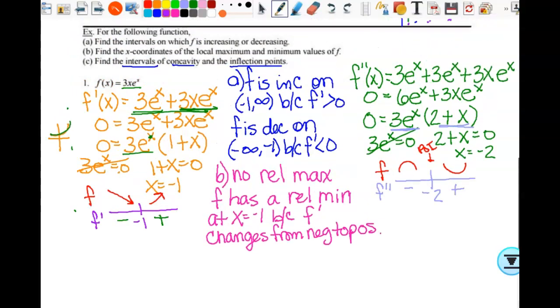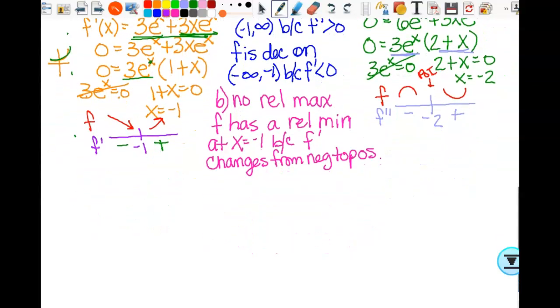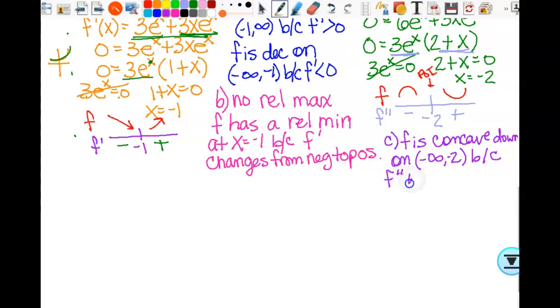All right, so what we were trying to find for C, intervals of concavity and the inflection points. Okay, so for C, I'm going to say F is, and I'll just start with the concave down because that's first. Concave down on an interval, right? It doesn't happen at an instant. So that's from negative infinity to negative 2. Because, who do we say that we know stuff about? F double prime is what? Negative, or less than 0.